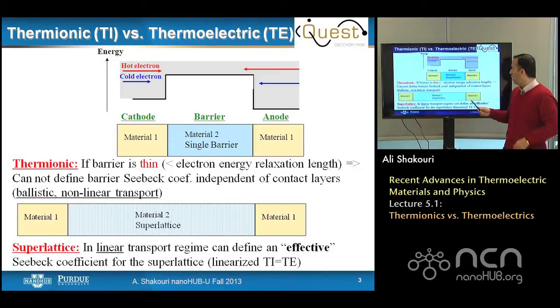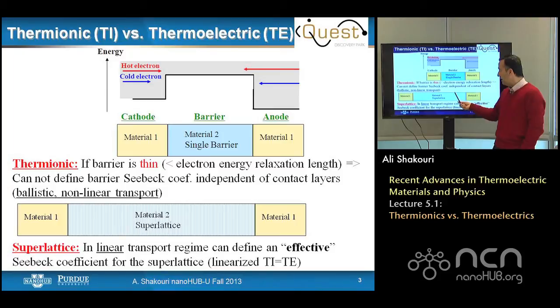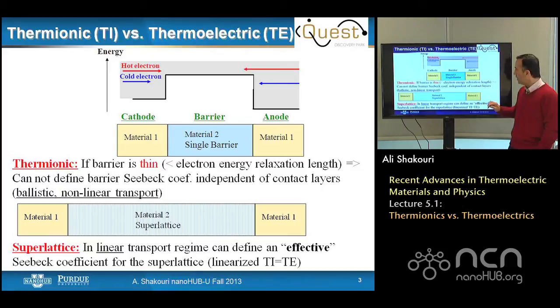If now I put lots of tiny barriers in a superlattice, you have a device that is longer than the electron energy relaxation length, but inside of it you have metals or different layers that are smaller than the electron mean free path. This could be a linear device as well. So in the linear regime, a linearized thermionic, another way of looking at it is a thermoelectric device where the properties are modified using this heterostructure. So again, thermionic can be looked at as thermoelectric in the linearized regime.